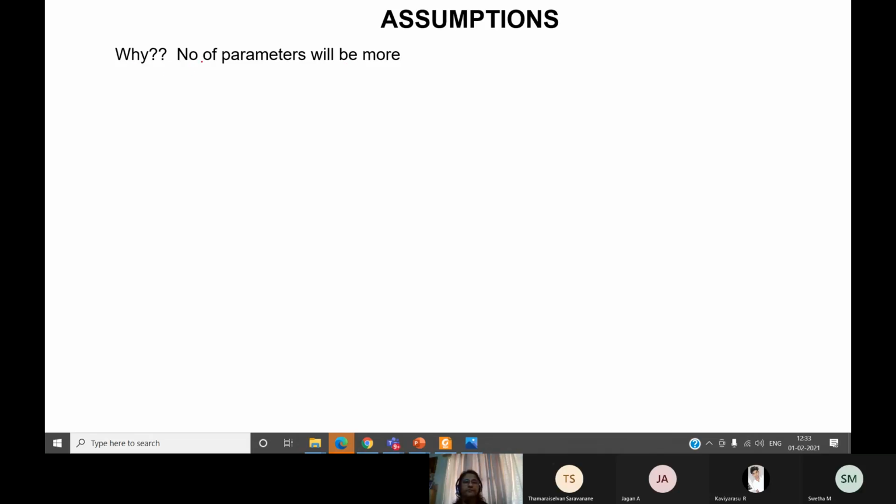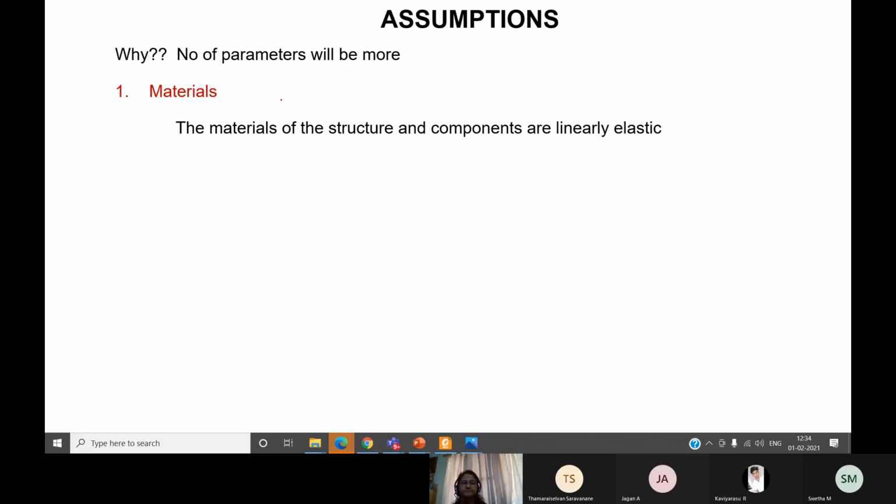If you are not making any assumptions, the number of parameters, the deflections, the rotations, all the parameters will become very high, so that your analysis becomes very complicated. Even for a simple structure, if you are not making an assumption, the number of parameters will be high. I will explain what the number of parameters is. So the first assumption that we make is in materials. The first assumption is that the materials of the structure and the components are linearly elastic.